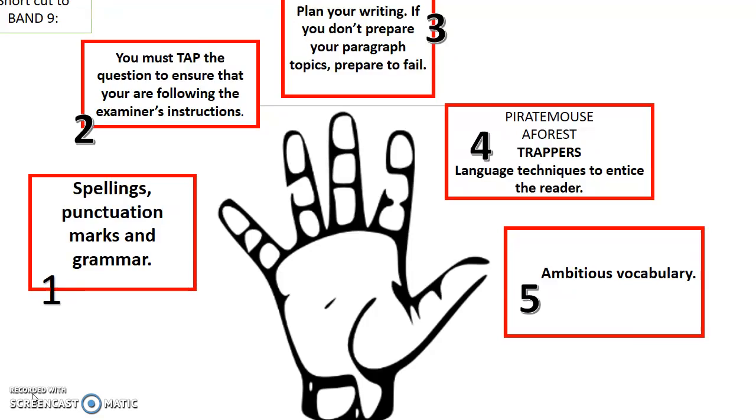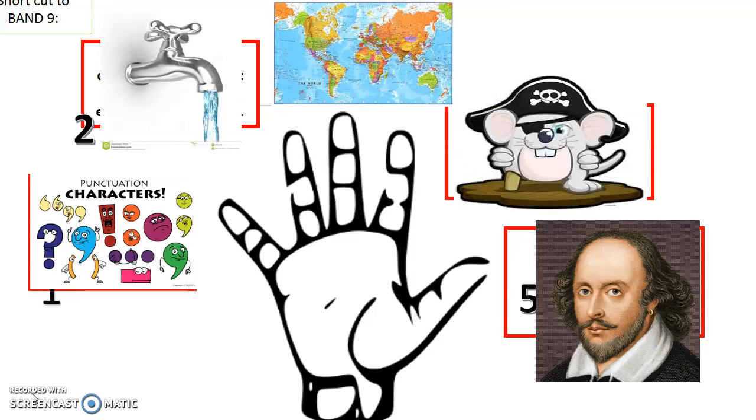So that's high 5. So, test your memory. What did I say were the 5 stages? Number 1, spelling, punctuation and grammar. Number 2, tap the question. Number 3, plan out, map out exactly what you're going to write in which paragraph and how. Number 4, pirate mouse, trappers, a forest, whatever, you learn those persuasive techniques. And number 5, Shakespearean. I wonder what that is for.